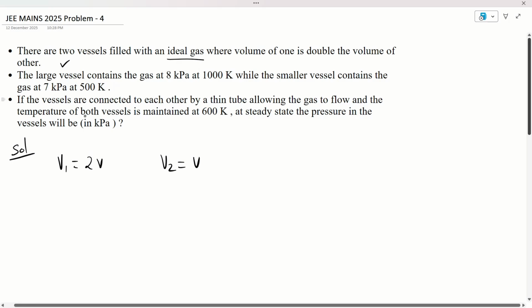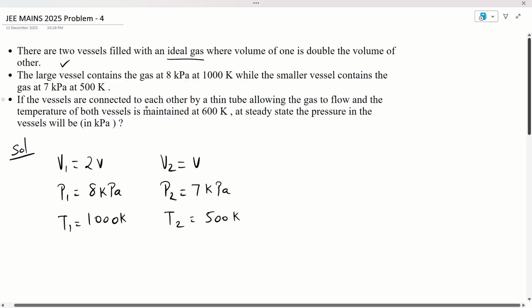The second statement is the large vessel contains gas at 8 kilopascal at 1000 Kelvin. So pressure 1 is 8 kilopascal. Temperature T1 is 1000 Kelvin. The smaller vessel contains gas at 7 kilopascal at 500 Kelvin, which means pressure 2 can be taken as 7 kilopascal and temperature T2 is 500 Kelvin.